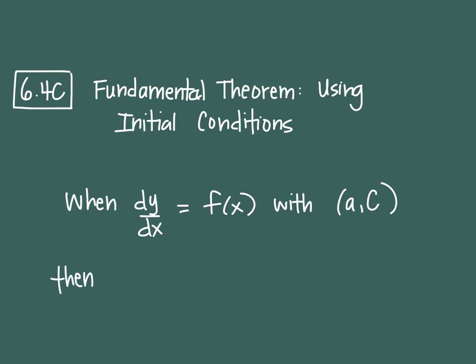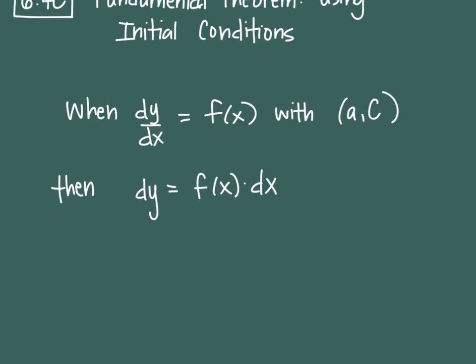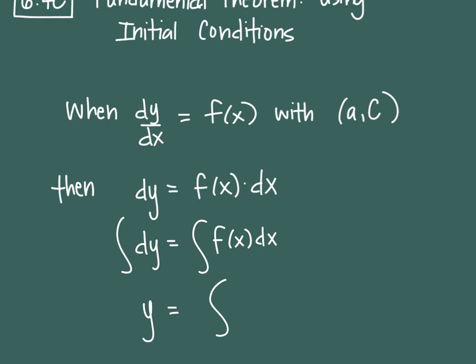Then we apply the integral on both sides. So we're going to separate: dy equals f of x times dx. That's the separating part that we learned early in the chapter, separating the y terms from the x terms. And then you integrate: separate, integrate. So we're going to integrate dy and integrate f of x dx. The integral of dy is y. The bounds go here.